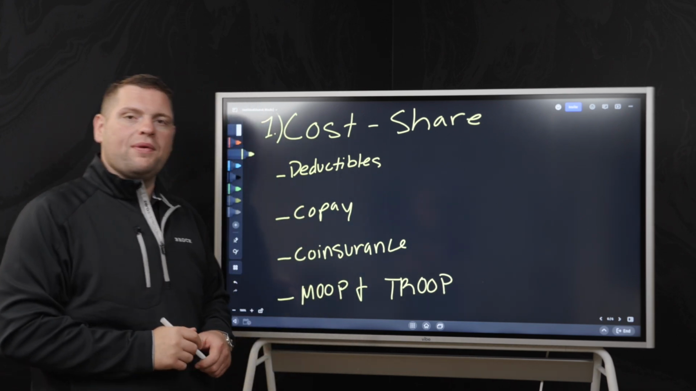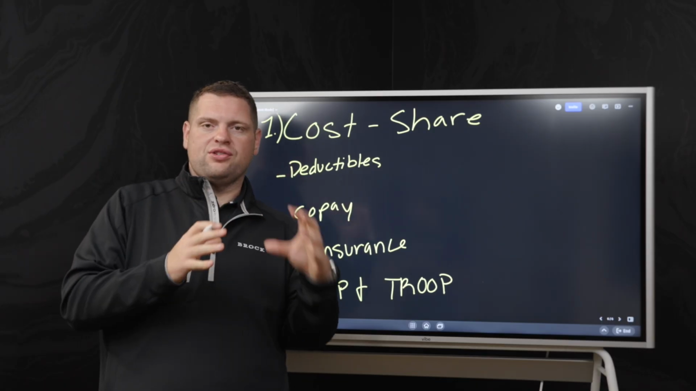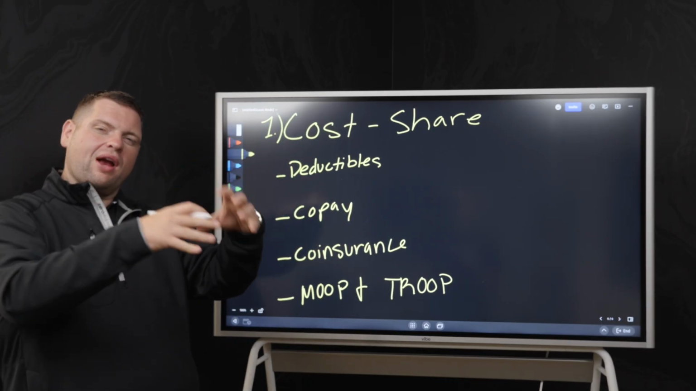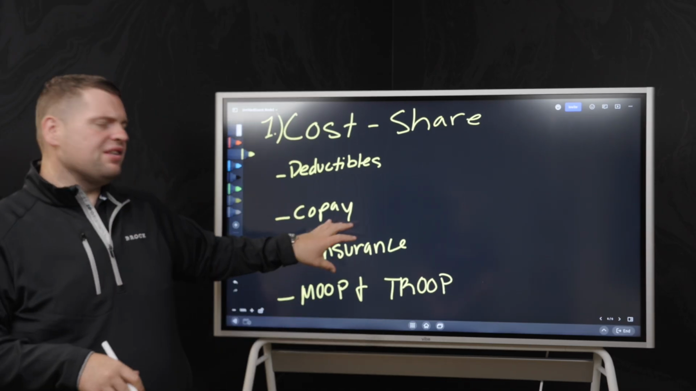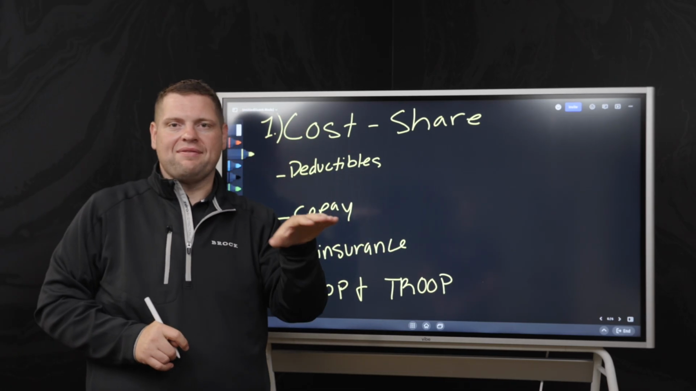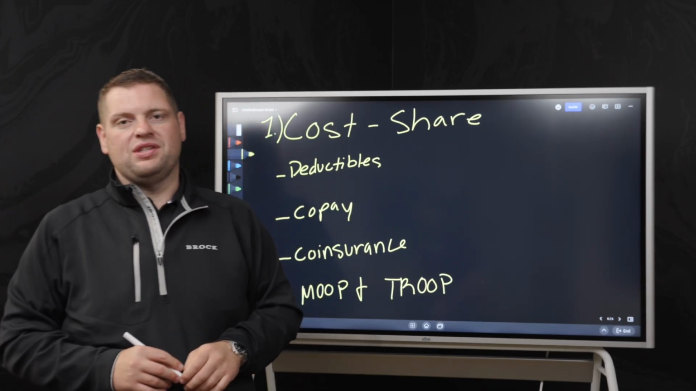Then that takes us to coinsurance. This is, again, another balance between you and the insurance company. This is the same thing as copay as far as sharing the cost in that moment, but this is a percentage rather than a flat rate. So copay is a flat rate that I have to pay for a service. Coinsurance is a percentage that I have to pay for a specific service.